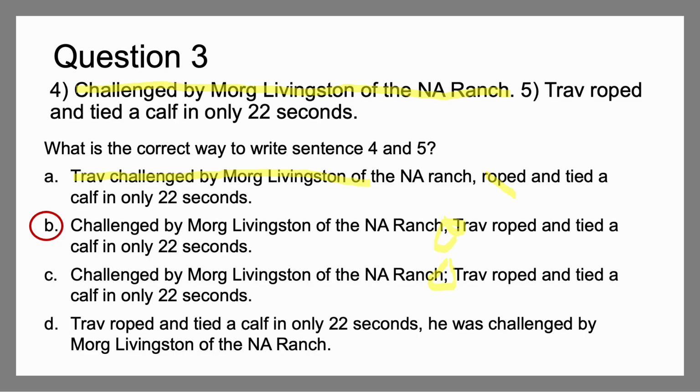And then finally, D, Trav roped and tied a calf in only 22 seconds, comma, he was challenged by Morg Livingston of the NA Ranch. These are two complete sentences on either side of this comma. This comma is not strong enough to connect two complete sentences on either side. So the only option I'm left with is B.